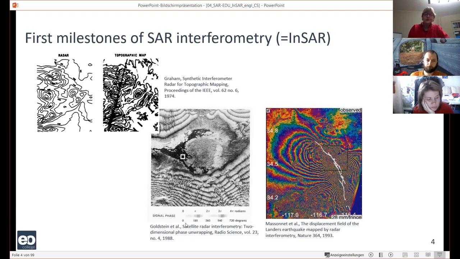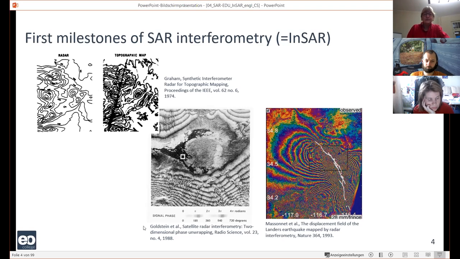So, and here you see some early publications from 1974, showing how radar can be applied. So the concept was already understood, that an interference map can be created. And then if you use further images, you can look at the changes of that interferogram over time. So the understanding was there to map earthquakes.